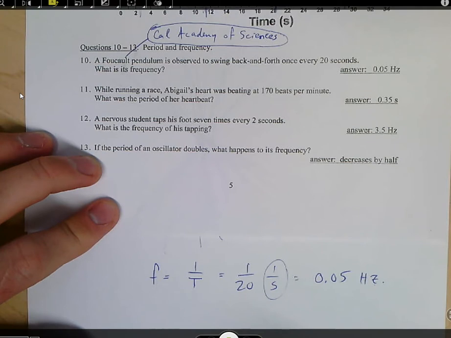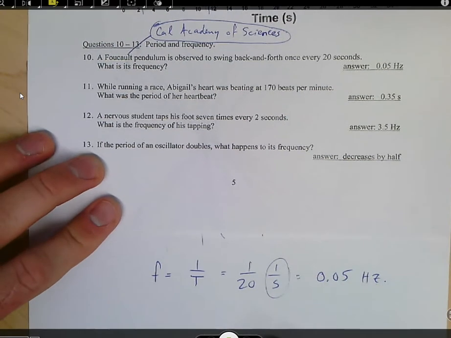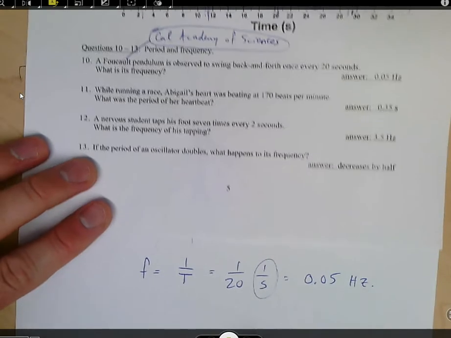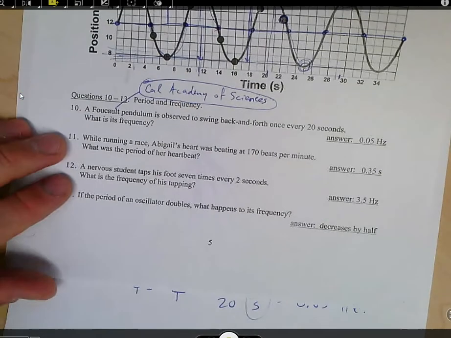What does that mean? It goes through 1/20th of a cycle per second. That's the answer. I want to encourage you to get good at this skill.